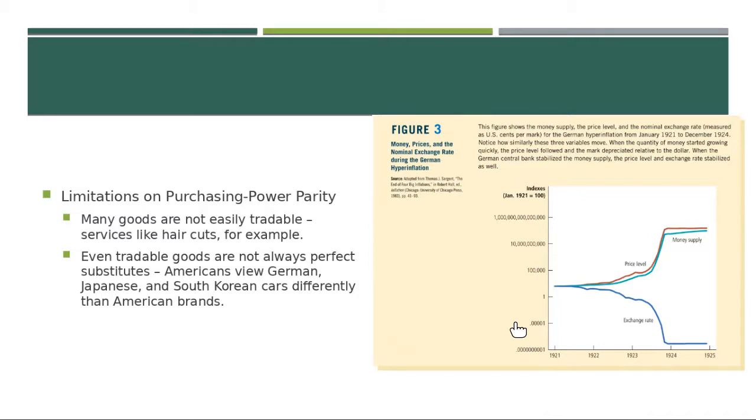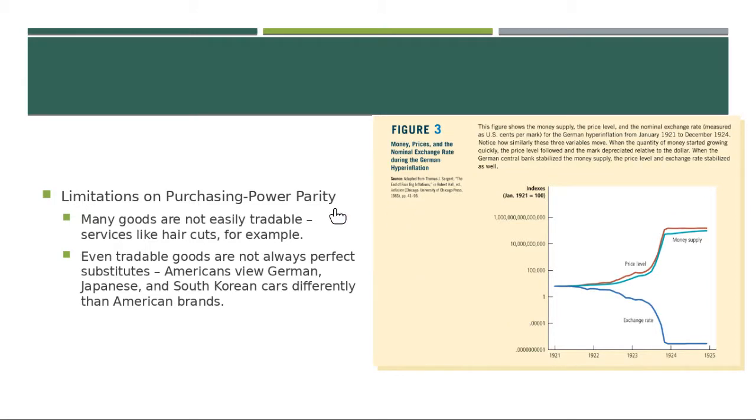And also, there are so many high-paying jobs in Norway. To convince people to take jobs that would not necessarily pay as much, you have to have a compensating wage to encourage it. But then again, even tradable goods are not always perfect. So even if we could have American barbers go and give haircuts in Norway, it doesn't mean they'd be equivalent haircuts. Just to give you an example, Americans view German, Japanese, and South Korean cars all very differently than American brands and have different ideas of what their value is.